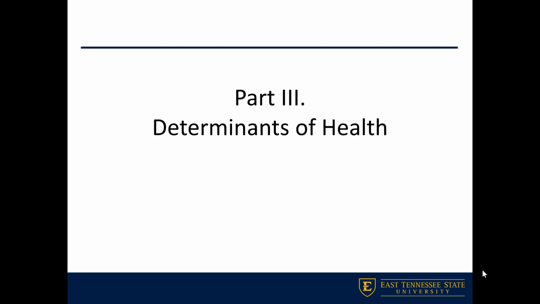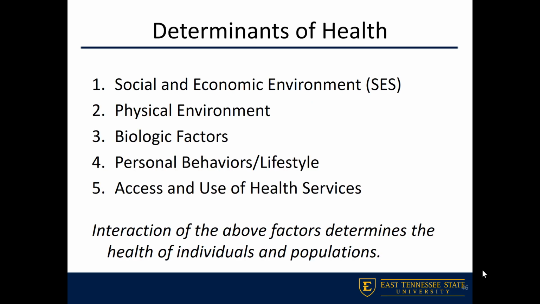Okay, the third part is about determinants of health. And we break them into 5. You can see these in different ways broken up. But really, the important thing is to understand that our biology is our biology. And it's a very hard thing to change, and it does impact our health. It's only one of 5 determinants of health. And it's the interaction of all the above factors listed that determines the health of an individual and a population.